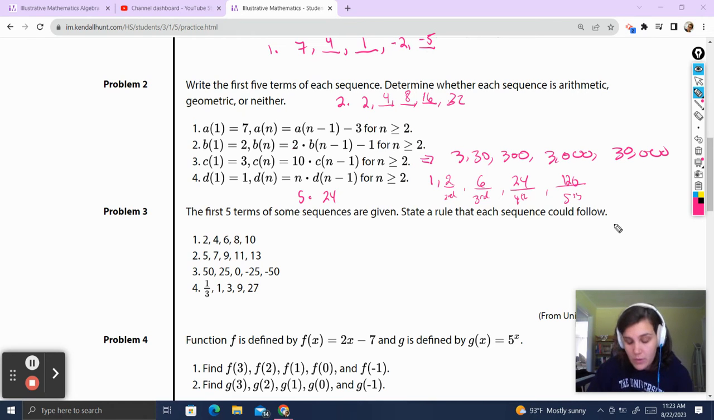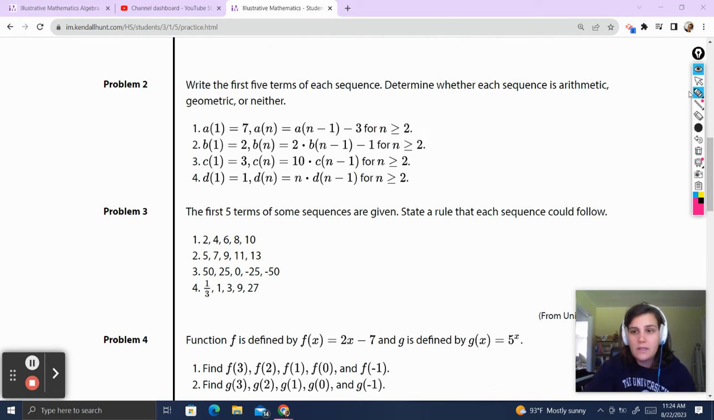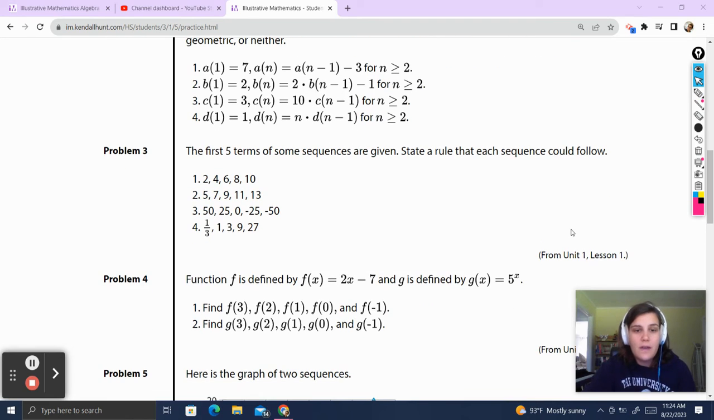And in this case, because we're not using a constant value of multiplying or dividing, and we're not using a constant value of adding or subtracting, it is neither a geometric nor an arithmetic sequence. So take a second if you need to go over this and think about it, because we're moving on to the next question. The first 5 terms of some sequences are given. State a rule that each sequence could follow.